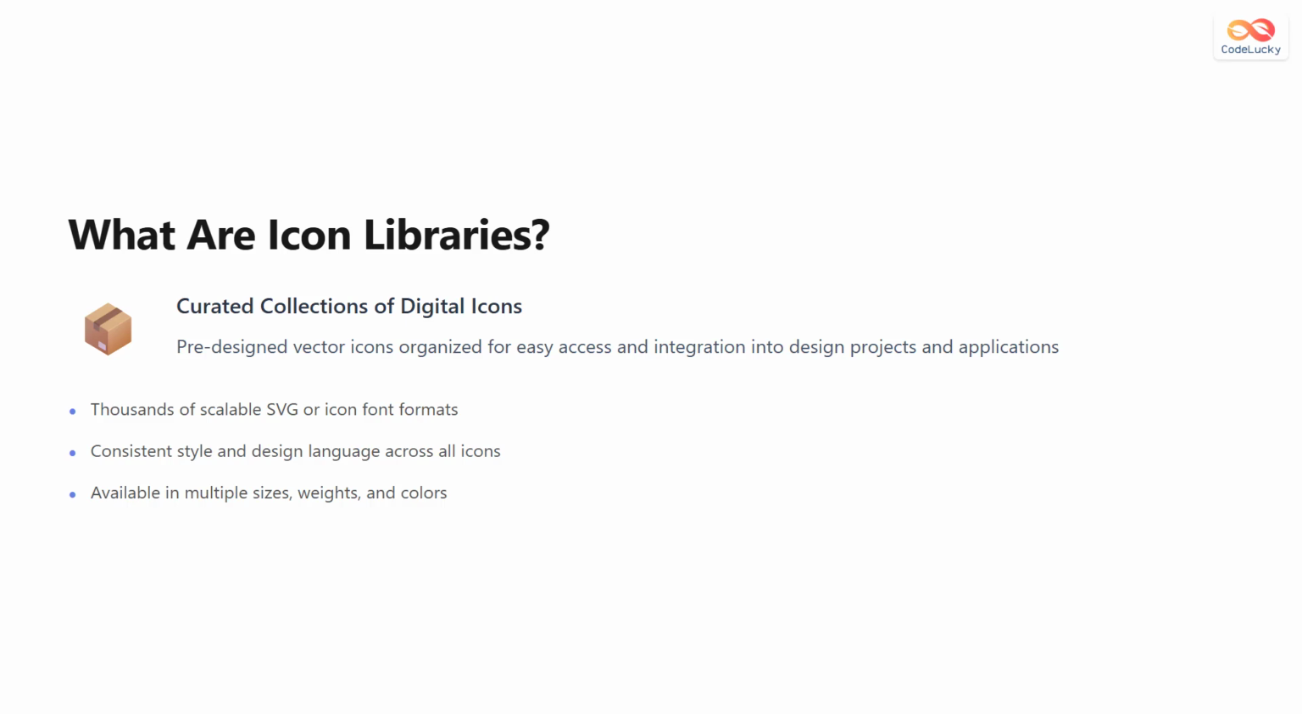Icon libraries are curated collections of pre-designed digital icons that you can use in your projects. Think of them as toolboxes filled with thousands of small, visual symbols. These icons are organized for easy access and come in various formats like SVG or icon fonts. Each library maintains a consistent design style across all its icons, meaning they work beautifully together. Icons are available in multiple sizes, weights, and colors, so you can customize them to match your project's needs.